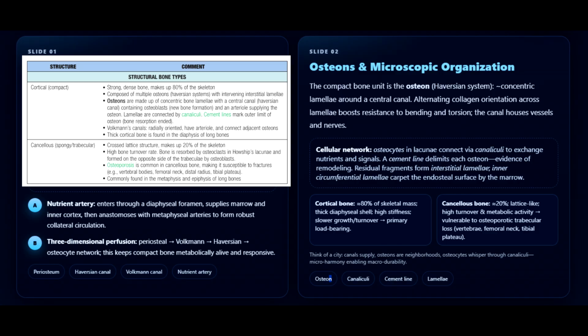So when you imagine compact bone, think not of a lifeless wall, but of a bustling city, arteries and canals supplying nourishment, osteons forming strong concentric neighborhoods, and osteocytes whispering signals through their canaliculi. This microscopic harmony is what gives the macroscopic skeleton its remarkable durability and adaptability.